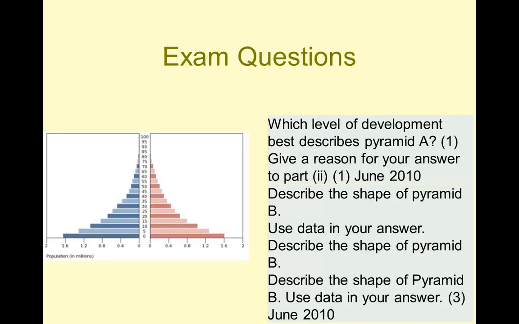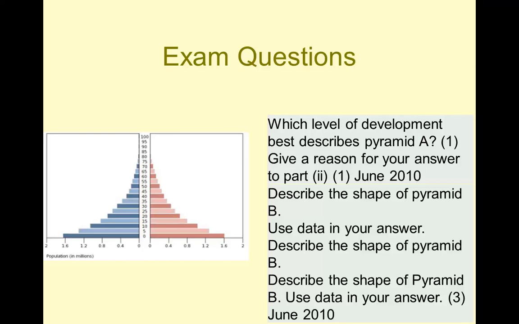There are a few exam questions on this, and this is the typical kind of question that you can get. Which level of development best describes pyramid A? Give a reason for your answer, justifying why. Then it says describe the shape of pyramid B. For this instance we're going to use the same pyramid on the left. You need to describe the shape of the pyramid, and for some reason I've put this question in three times, but the principle of it remains the same. Pause the video and answer the questions based on what you can see.